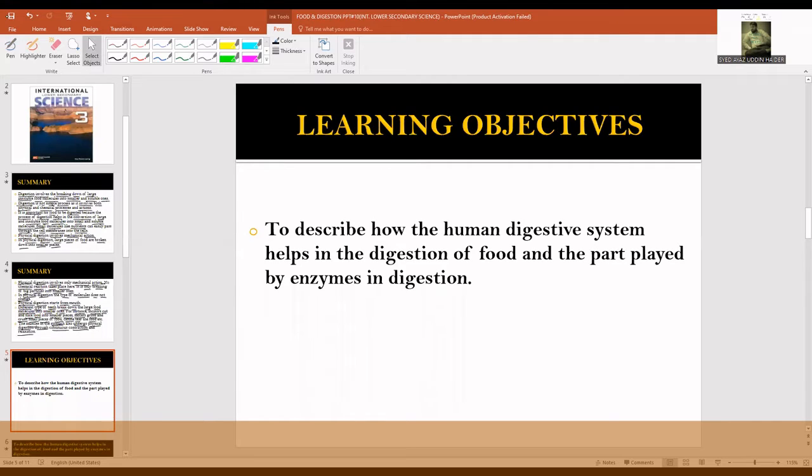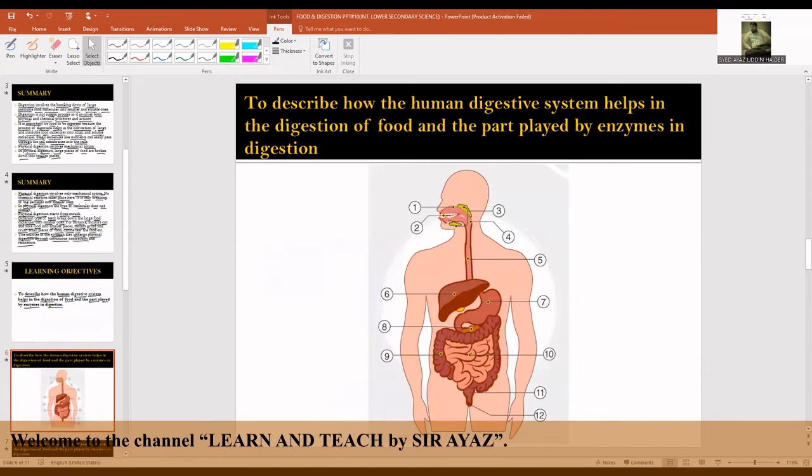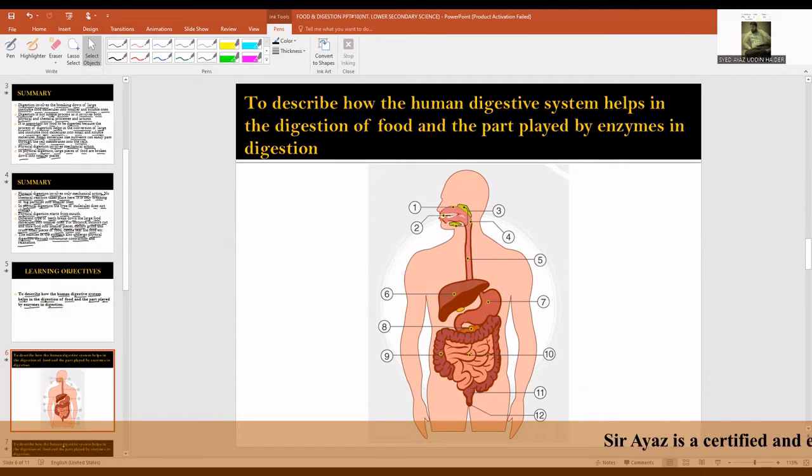The learning outcome for this lesson is to describe how the human digestive system helps in the digestion of food and the part played by enzymes in the digestion. In this lesson, I will talk mainly about two things: different parts of the human digestive system and enzymes. Here's a slide of the human digestive system.